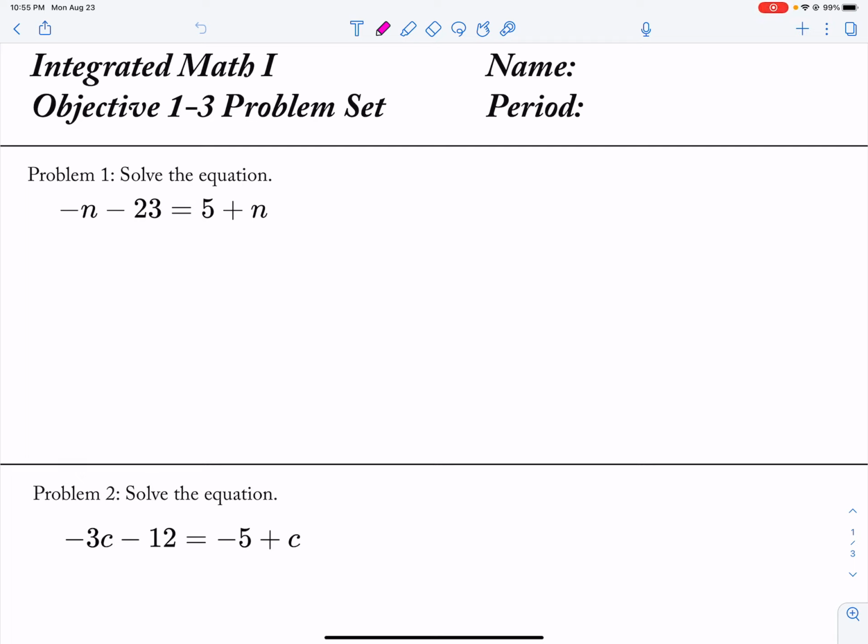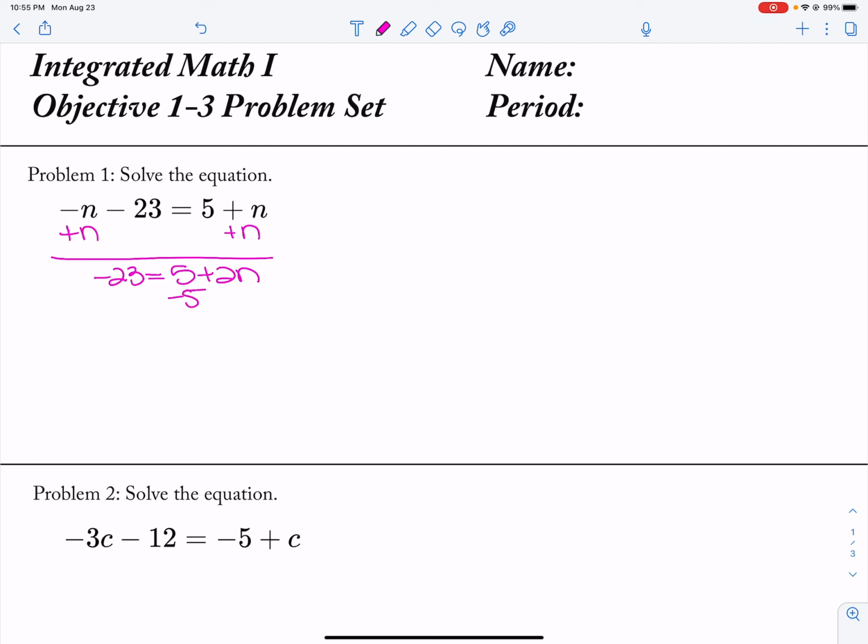Okay, so let's go ahead and take a look at all your odd numbered problems for this section. So I'm going to move my n's to one side, so move my variables to one side. So I get negative 23 is equal to 5 plus 2n. And it doesn't make any difference. I could have subtracted n from both sides, but I added n to both sides.